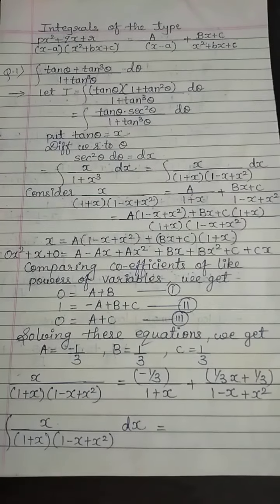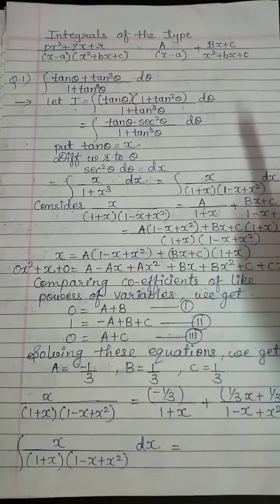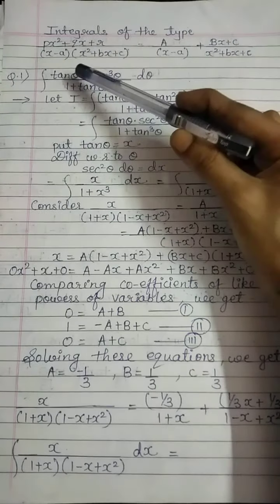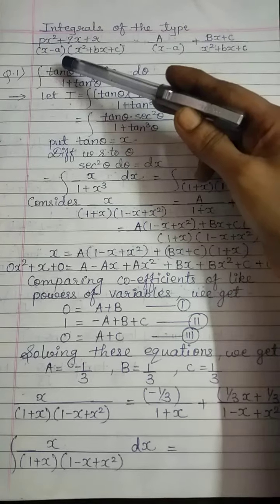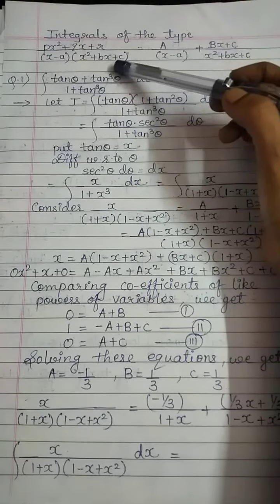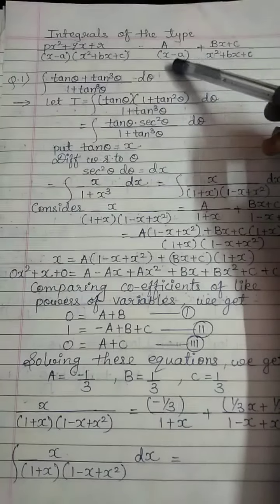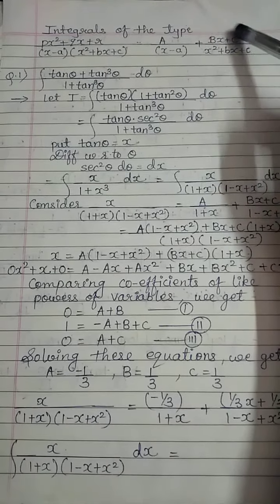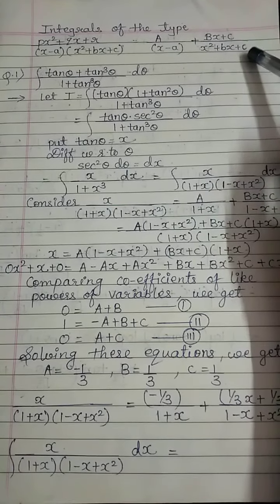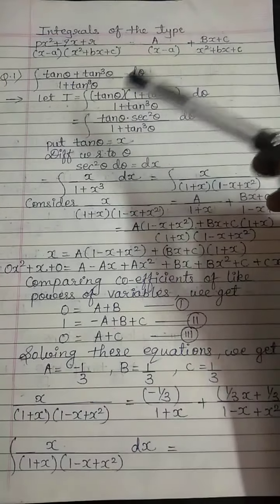Now we will learn one more type of integration, that is when the integral will be of the type (px square plus qx plus r) upon (x minus a), that means one factor and one polynomial will be given, that is x square plus bx plus c. In that case we will write constant a upon first factor plus linear function (bx plus c) upon that polynomial, that is x square plus bx plus c. Now we will solve one question related to this type.